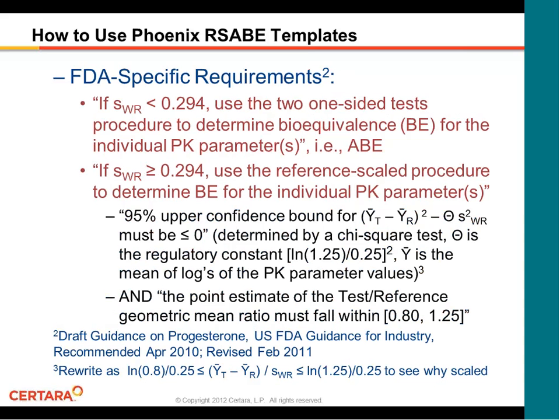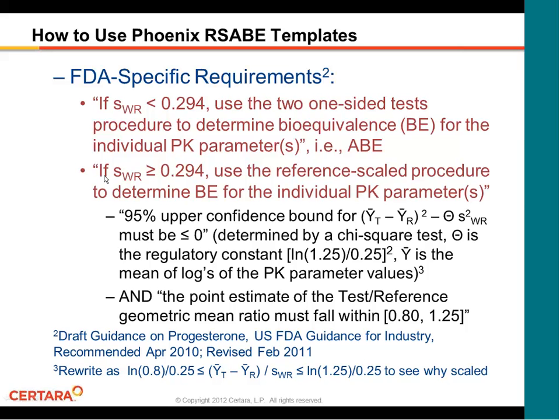Okay, some FDA-specific requirements. If the within-subject standard deviation of the reference product is less than 0.294, then you need to use the standard average bioequivalence methodology. This is the two one-sided test procedure that we've talked about.